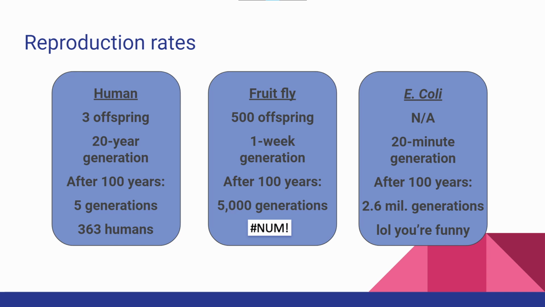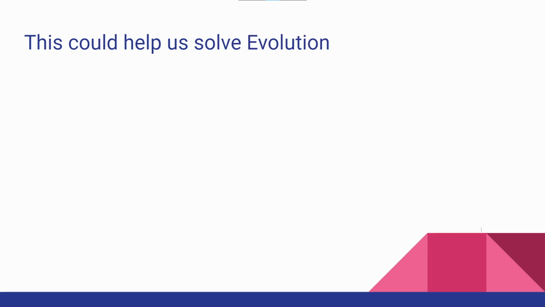Have I been saying that we can observe it this whole time? We have observed this. We've observed fruit flies for 100 years. We've observed E. coli for 100 years. Okay? So what do we see? Because this could help us solve evolution. This could help us solve the problem with evolution.